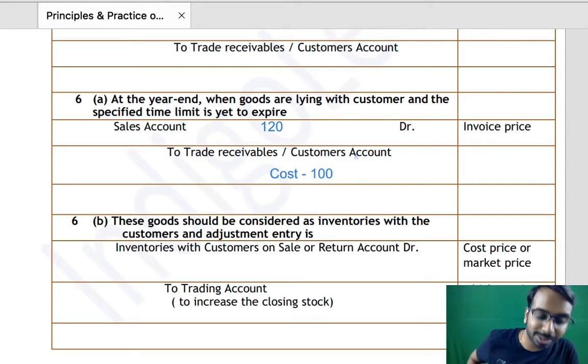Now a lot of times students try to mug up this formula: if it is 25%, then it has to be 33%. If it is 25% above cost, then it has to be 20% on invoice price. Please don't mug up all of these things.